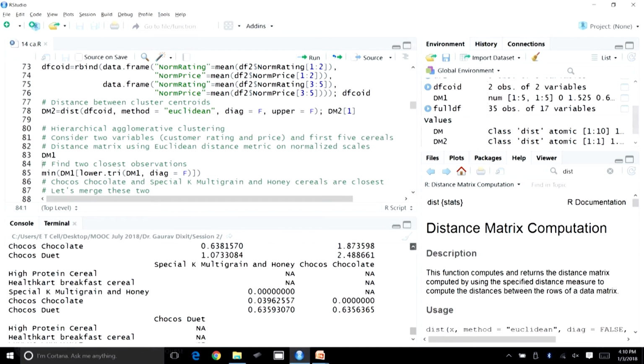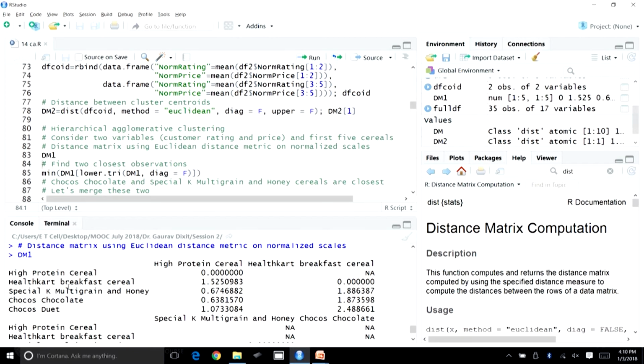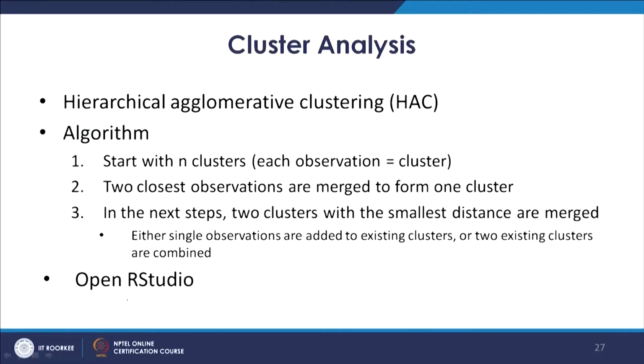In this matrix, as we saw in the previous lecture, we can see each of these cereals and the distance between each of them and the remaining cereals. So these distance values are available with us. Now, remember the first step in hierarchical agglomerative clustering. Let us go back to our slide. You can see: start with n clusters, and then the second step is that the 2 closest observations are merged to form one cluster. So we need to identify the 2 closest observations. That is going to be the important task here.